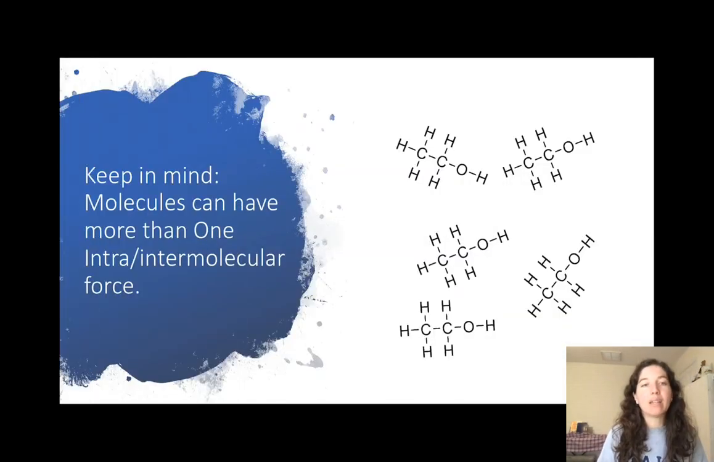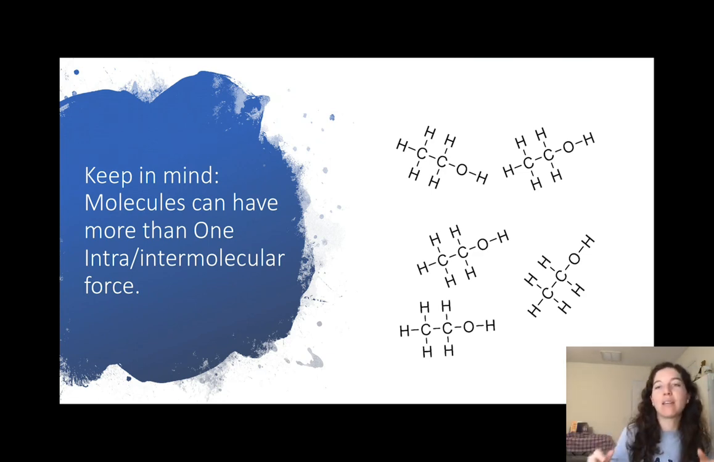So do keep in mind that when you're learning this kind of stuff, molecules can have more than one type of intramolecular force or intermolecular force. So this is a good example. This is ethanol. I put them this way to kind of show they're floating around in solution all together. We can see that we have different types of forces going on here. All right, we've got this force, that force, and then we also have these forces here.